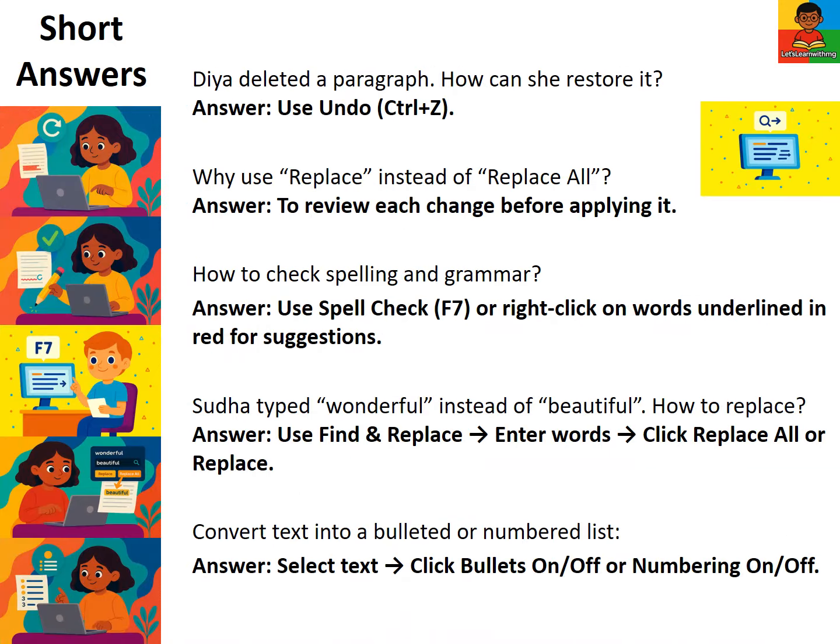Let's answer some short questions. Dia deleted a paragraph. How can they restore it? Answer: use undo. Shortcut, Control and Z. Why use replace instead of replace all? Answer: to review each change before applying it. How to check spelling and grammar? Answer: use spell check by pressing F7, or right-click on words underlined in red for suggestions.